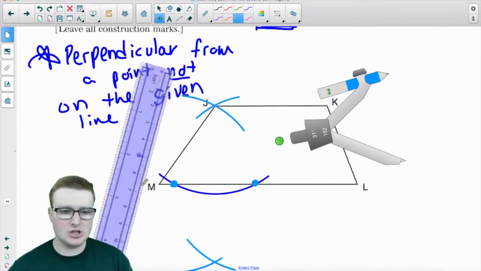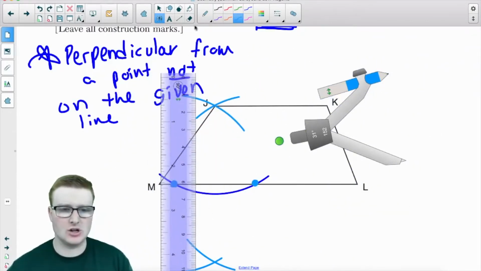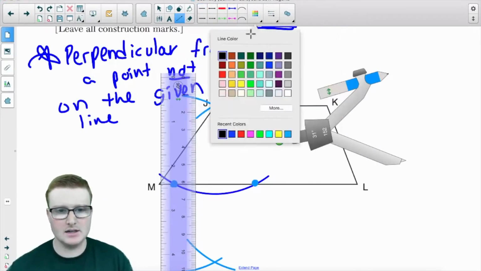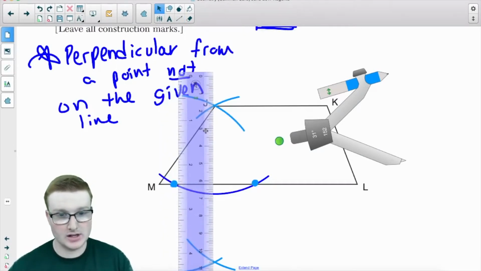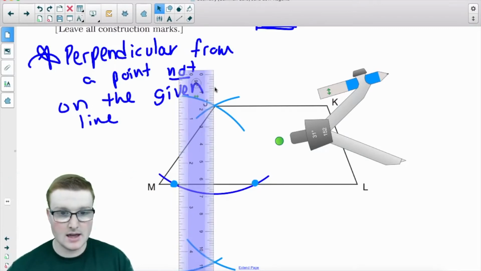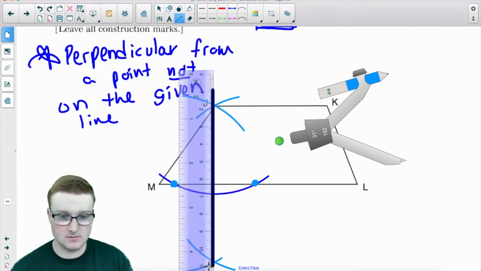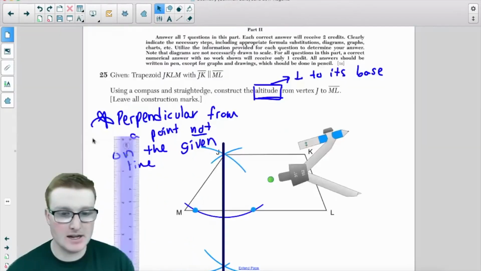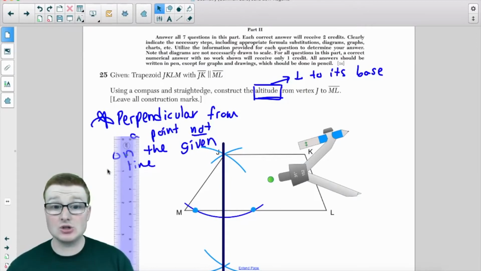Now, the last thing to do is take your straight edge and simply connect these 2 intersection points. So place your straight edge on that intersection point and that intersection point right over here. And you are just going to draw that line. Just like so. There it is. And that, ladies and gentlemen, is an altitude drawn from vertex J to ML.